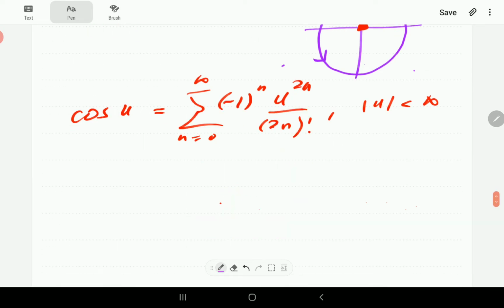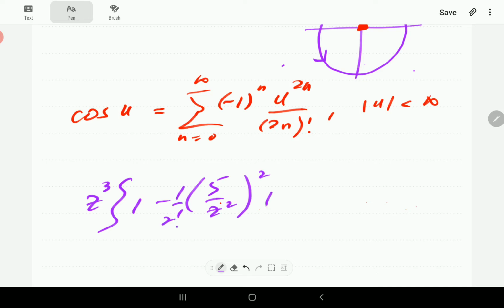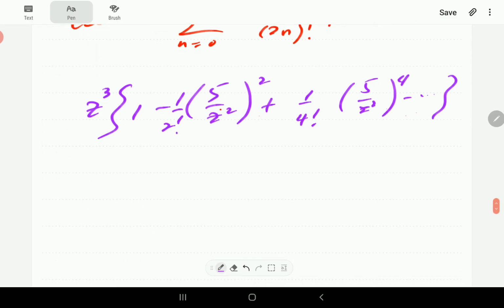So for this problem, we are going to have z cubed. The first term of the cosine expansion is 1. Then the second term is u squared, so this time this is going to be 5 over z squared, squared, over 2 factorial. The next term is going to be 1 over 4 factorial, 5 over z squared to the power 4, etc. For our purposes, this might be good enough. We will see if it is not.